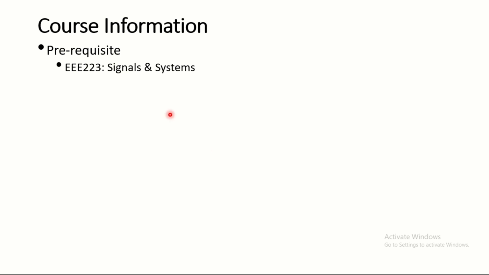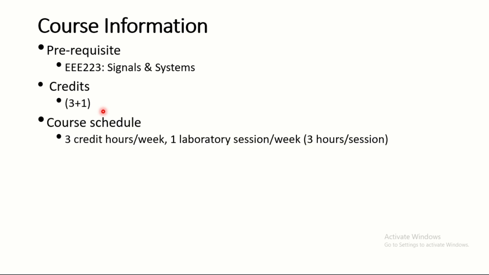The prerequisite for this course is signals and systems. So in order to have a good understanding of this course, you need to have a basic understanding of signals and systems. This is a 4 credit hour course, where 3 credit hours per week are for the theory part and 1 laboratory session per week for the laboratory part, where each laboratory session is of 3 hours duration.